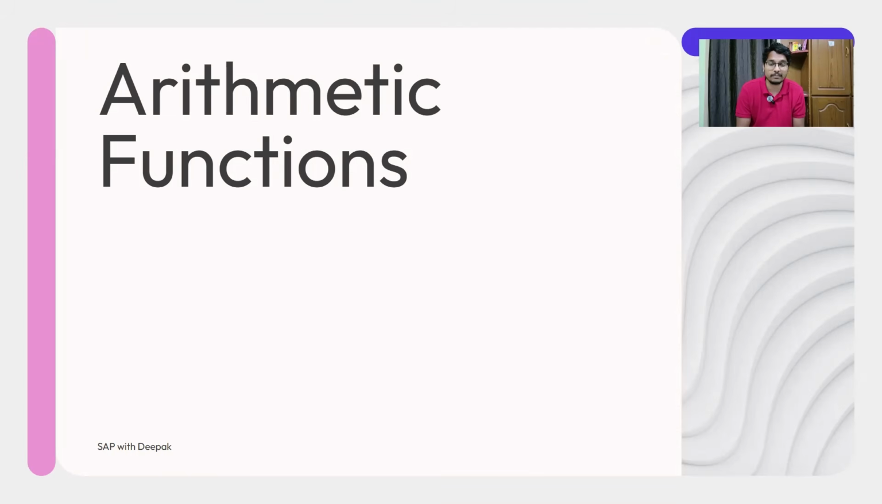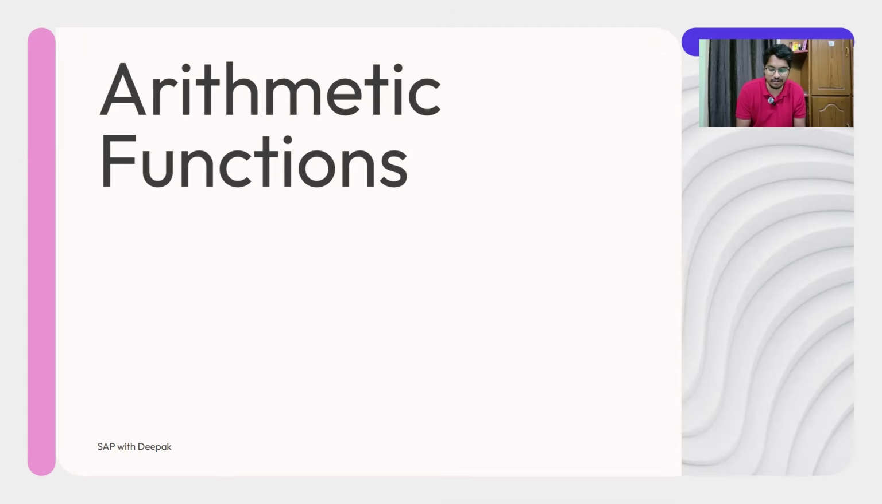So, what is the purpose of message mapping? We use message mapping to transform the data from one structure to another structure and implement transformation logics if required, right? Message mapping provides various standard functions which we can use to implement our transformation logics. The first one is the arithmetic functions.